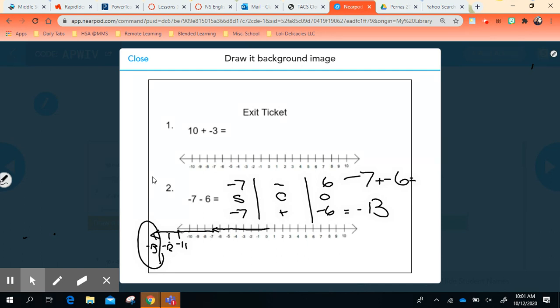I had it the first time, I think. Don't doubt yourself. I'm going negative 13 and I changed it. Don't change it. Okay, erase.